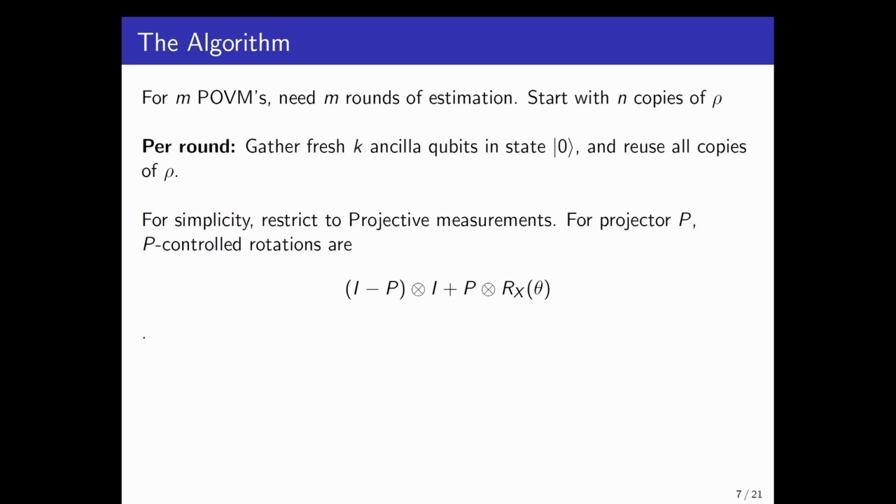Also, for simplicity, in the STOC paper, we will restrict to the case of projectors instead of POVM elements. Now, for any projector P, define P-controlled rotations as the quantum gate acting on a control register and a target qubit as follows. It acts as identity on the target qubit when the control register is in the zero eigenspace of P, and acts as some Rx(theta) on the target qubit when the control register is in the +1 eigenspace. We will now describe the algorithm first in the case when we are given only a single expectation to estimate.